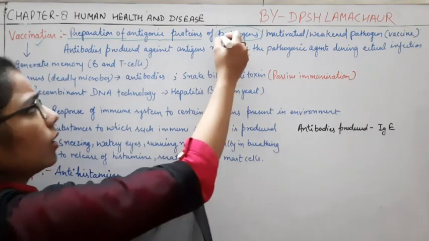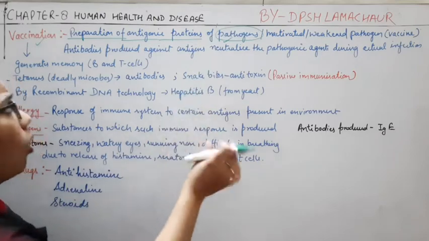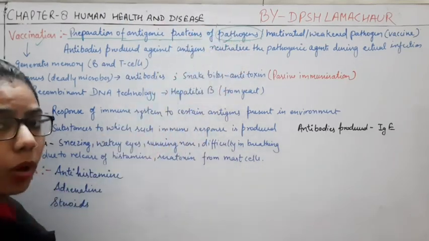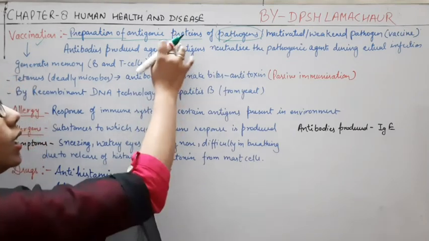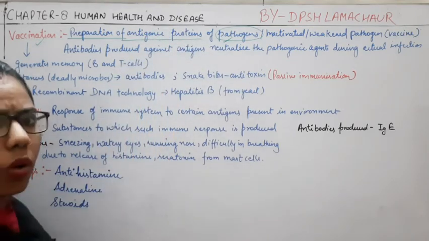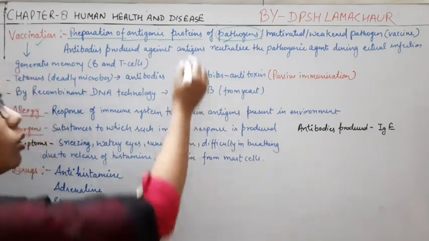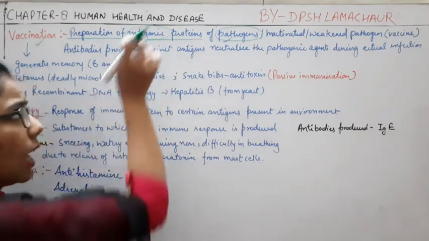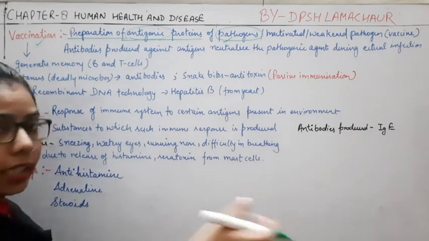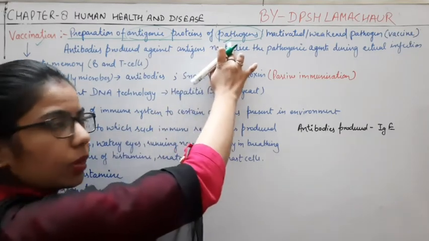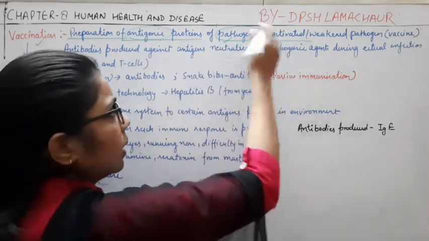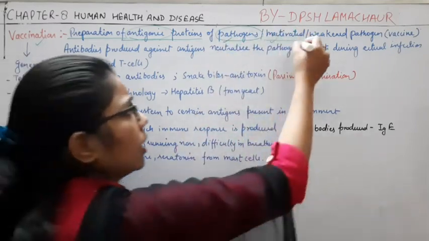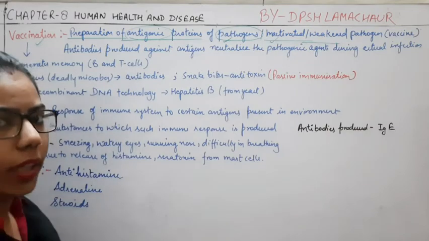That's why I've written here the antigenic protein, because for our body, for any individual, these proteins are foreign cells, foreign material. So we call them antigenic proteins. This antigenic protein is taken from the pathogens, and these pathogens can be the live one, the inactivated form, or the weakened form, whatever, right?